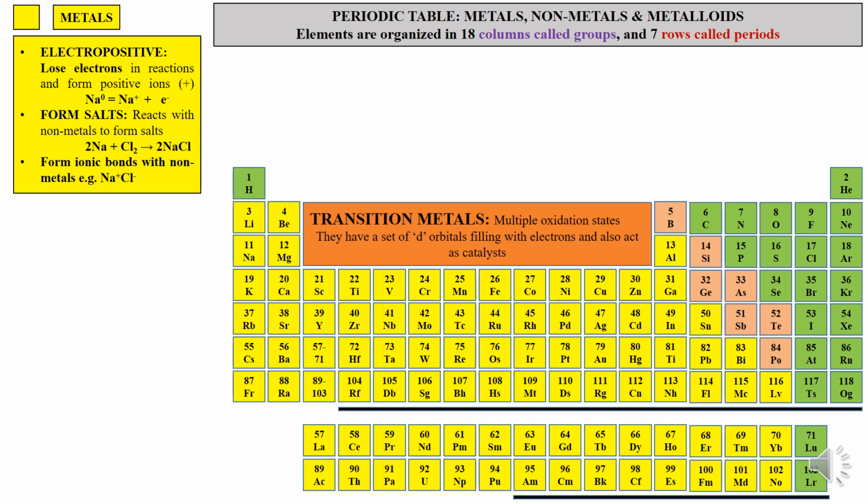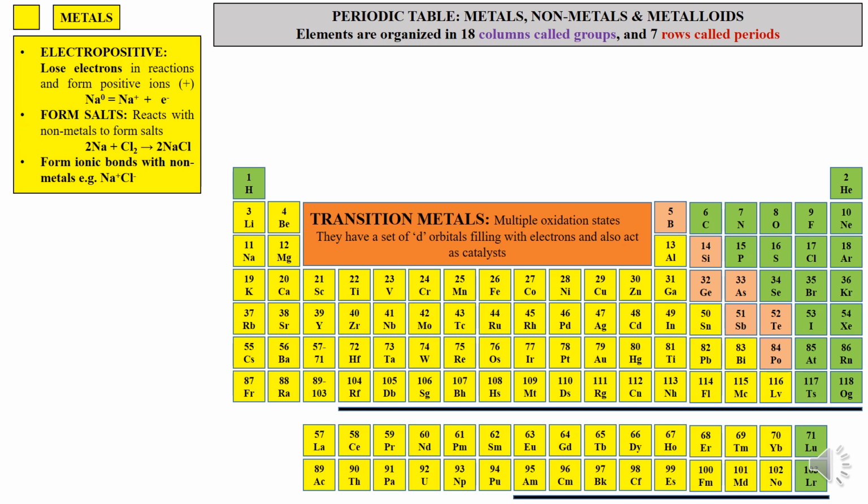Metals also form salts. Metals react with non-metals to form salts. For example, sodium metal reacts with the non-metal, that is chlorine gas, to form sodium chloride. Metals form ionic bonds with non-metals.